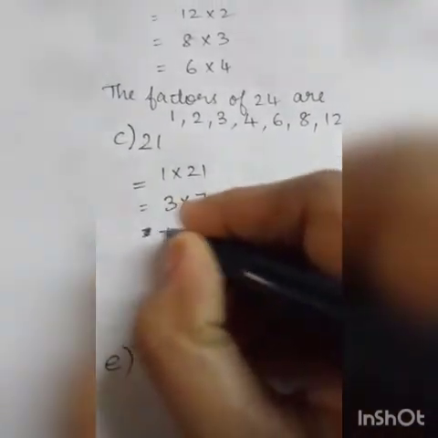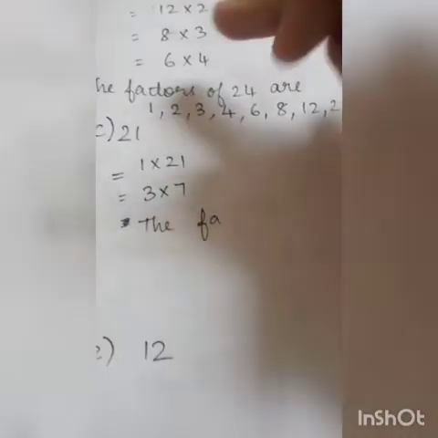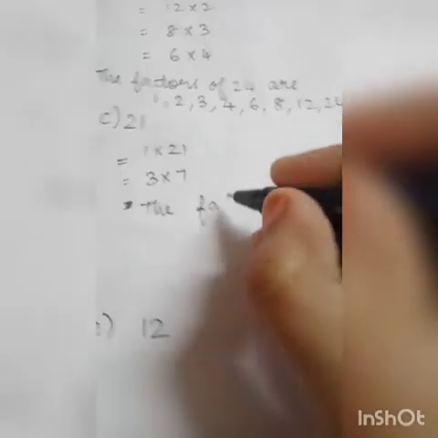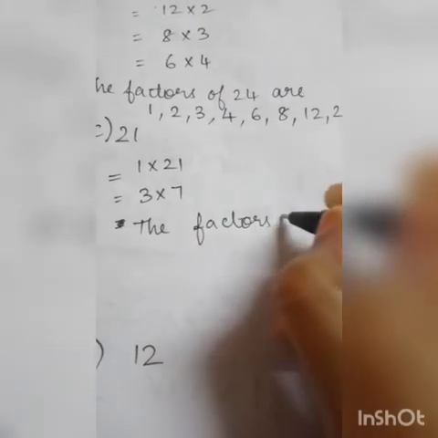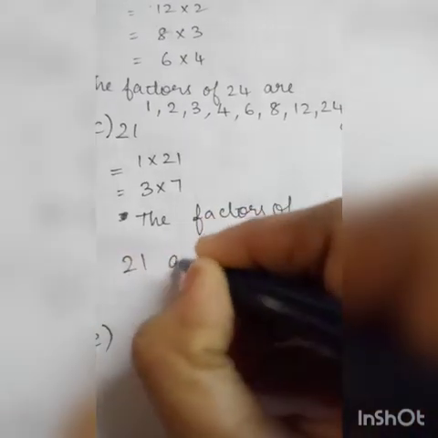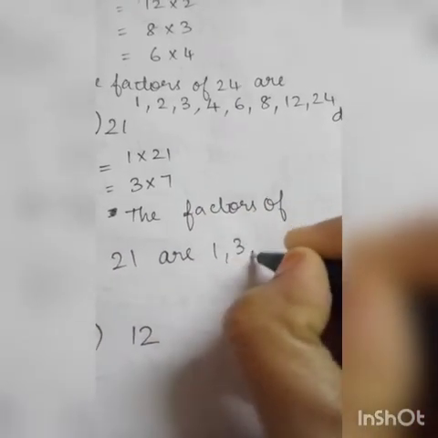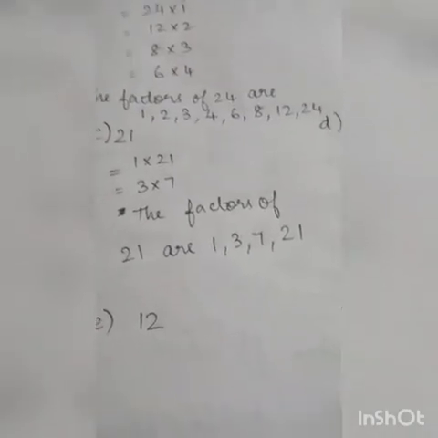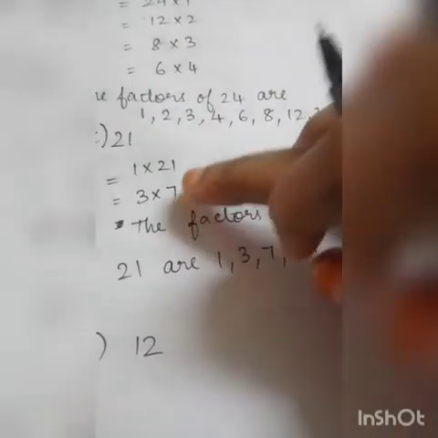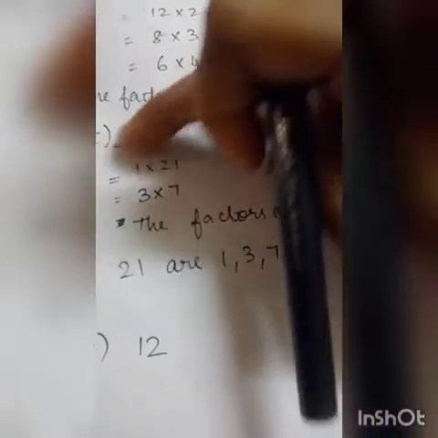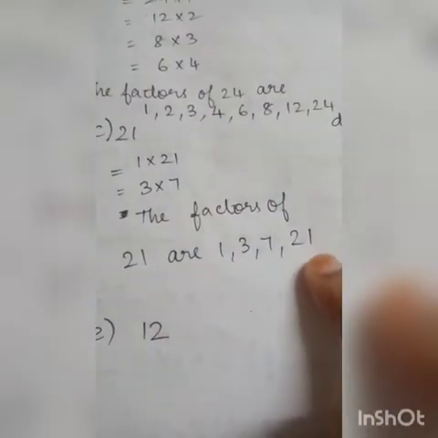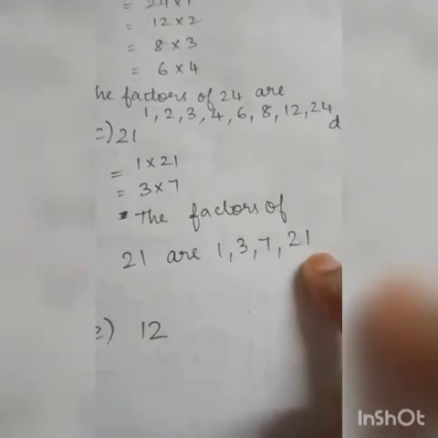So how should you write the answer? You should not stop here itself. You should write like this only, then it is a correct answer. Factors of 21 are 1, 3, 7, 21. Listen carefully. You should not stop till this. It is wrong. It is for our convenience that we are writing to find the answers. So if you write like this, then this is the correct answer.